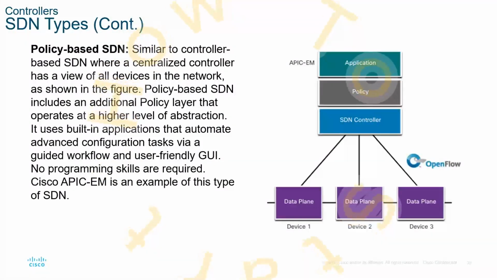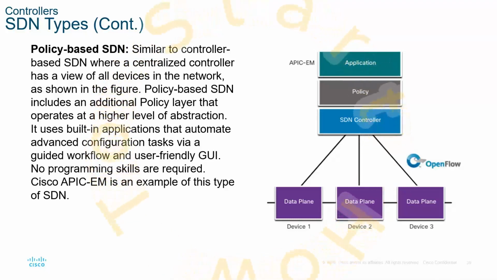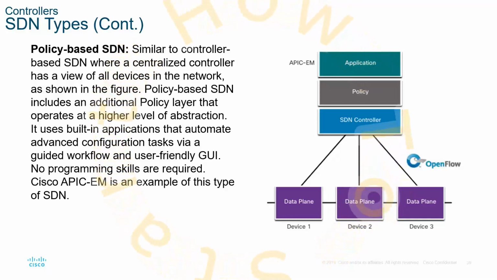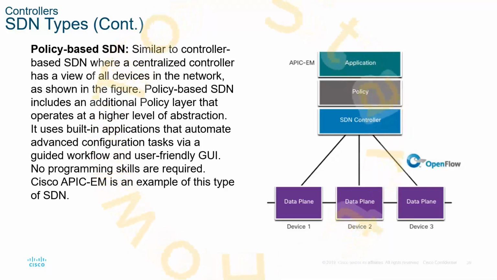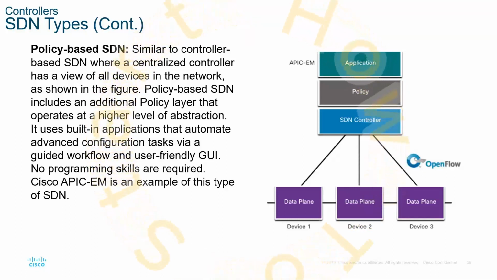We also have a policy-based SDN, and this is very similar to controller-based SDNs, where we have a centralized controller that has views of all the devices. But here the policy-based SDN will include the policy layer that will operate at higher levels of the abstraction layer. It will use built-in applications that will automate the advanced configuration and guide the individual through the workflow of the GUI. Here we're looking at the Cisco APIC-EM as an example of this type of SDN controller.